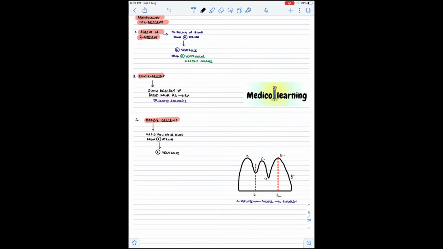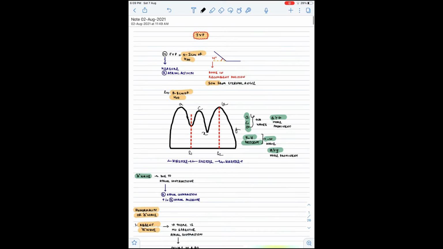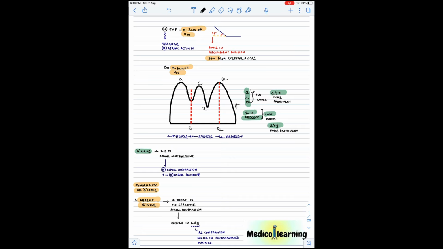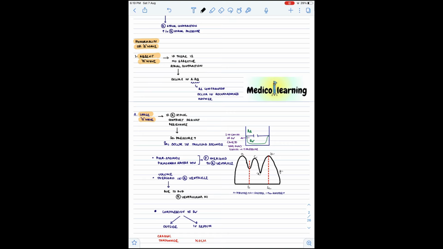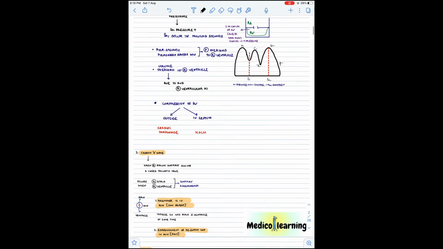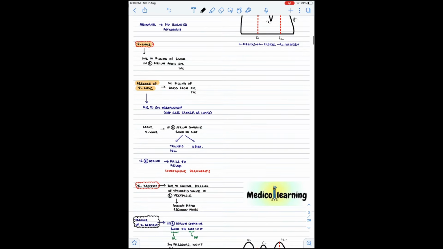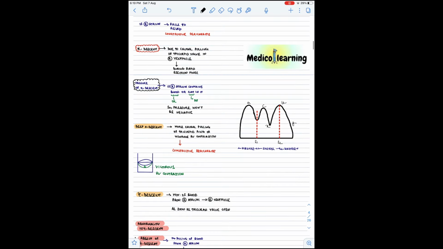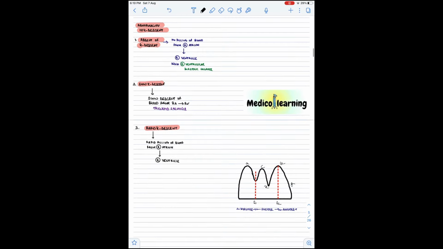So we have studied about A waves, C waves, V waves, and X descent and the Y descent. To summarize, this is a JVP, which is 0 to 3 centimeter of water. With 5 centimeter as the distance from the sternal angle, it will be around 5 to 8 centimeter of water. We have studied about A waves, abnormalities of the A waves, absent A wave, large A waves, and cannon A waves. This is a C wave. There are no such abnormalities in the C waves. We have studied about X descent, deep X descent. We have studied about Y descent, absence of Y descent, slow Y descent, and rapid Y descent.